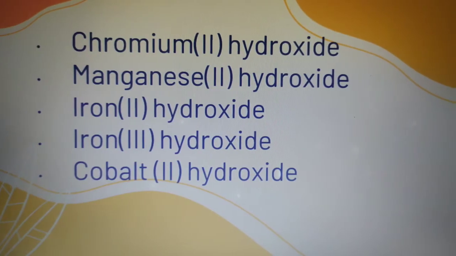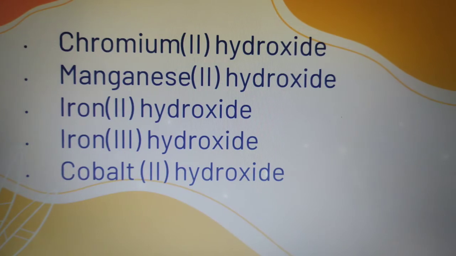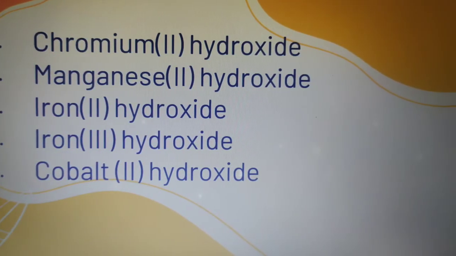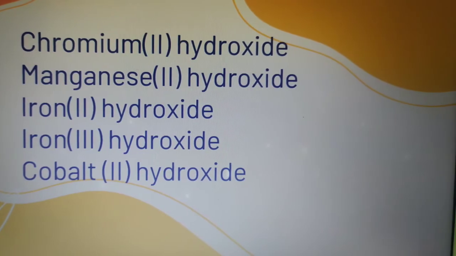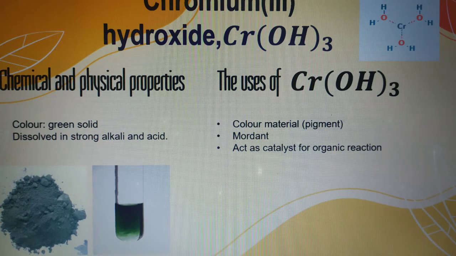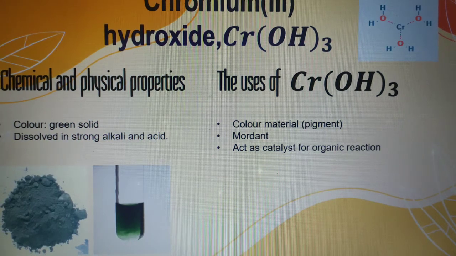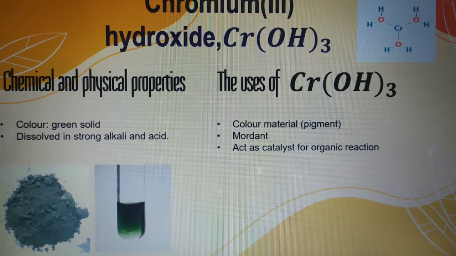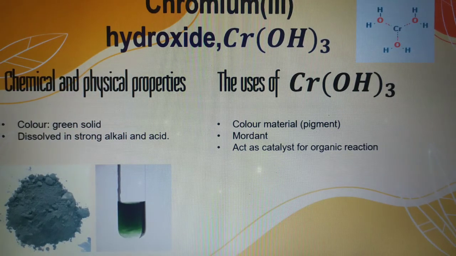So now I would like to present chromium 3 hydroxide, manganese 2 hydroxide, iron 2 hydroxide, iron 3 hydroxide, and cobalt 2 hydroxide. Firstly, let's have a look at chromium 3 hydroxide, which has the molecular formula Cr(OH)3. Firstly, I would like to talk about the chemical and physical properties of this compound.